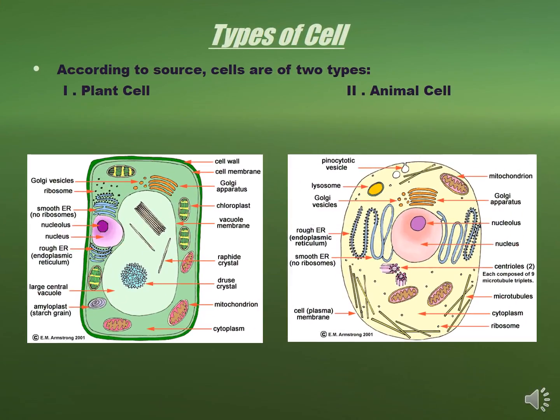Types of cell. According to sources, cells are of two types: one, plant cell, and two, animal cell. On the left, you can see a plant cell and on the right you can see an animal cell.